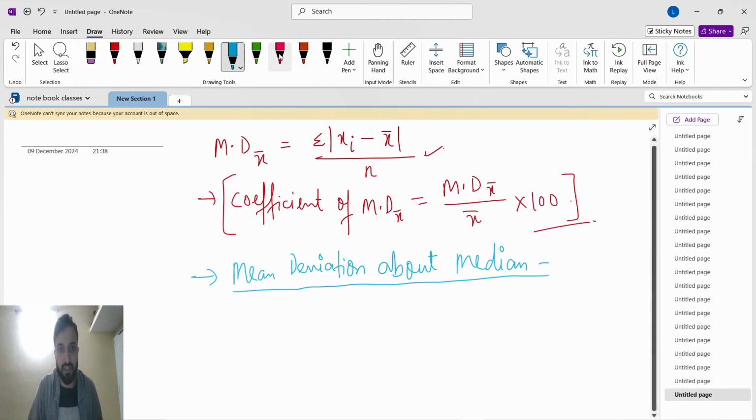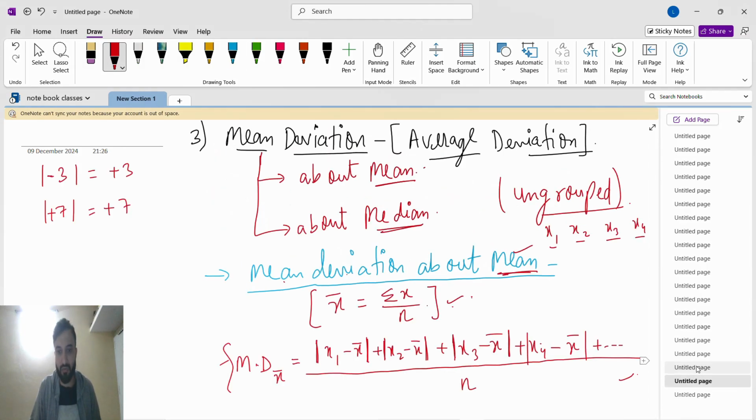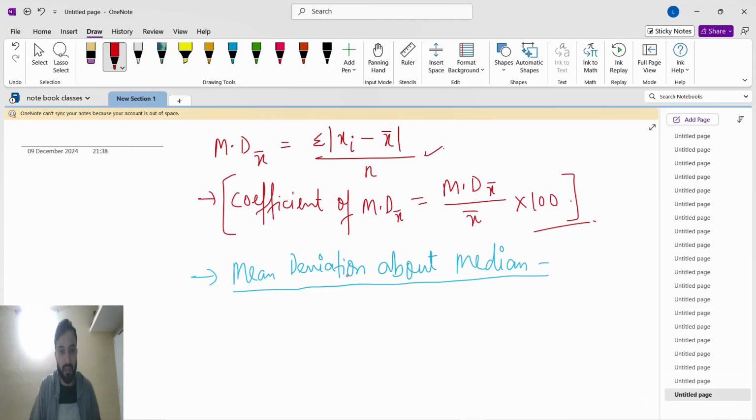See, in the mean deviation about mean, what is the first thing we have to find? The first thing we find is the mean, because it is about mean. So same here, it is mean deviation about median. So what is the thing about median? The first thing we will find is the median.